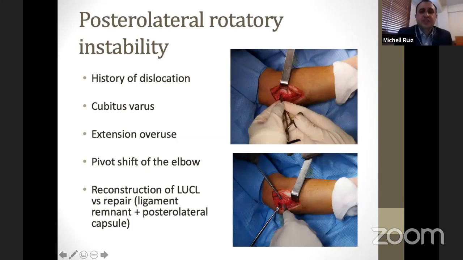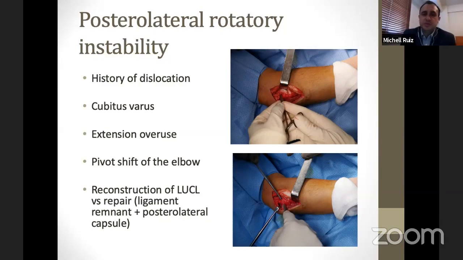Another differential diagnosis that you have to take into consideration is the posterolateral rotatory instability, particularly those very subtle cases in which the patients have a history of dislocation. We know that the most frequent dislocation is a posterolateral dislocation of the elbow. And in some cases, due to very early and aggressive rehab or just to inadequate immobilization after the dislocation, we can have an insufficient healing of the posterolateral ligament complex. So in these cases, the patient may have residual lateral elbow pain, but due to posterolateral rotatory instability. So it's very important to know if the patient has any history of dislocation.